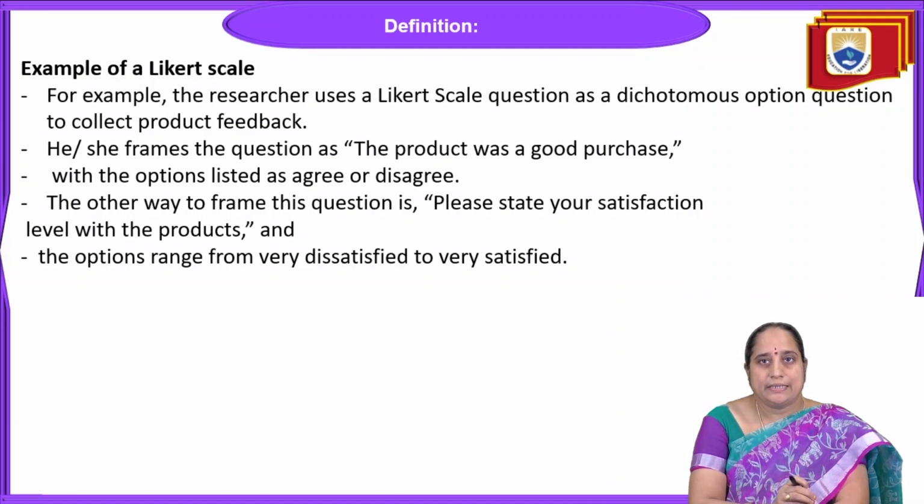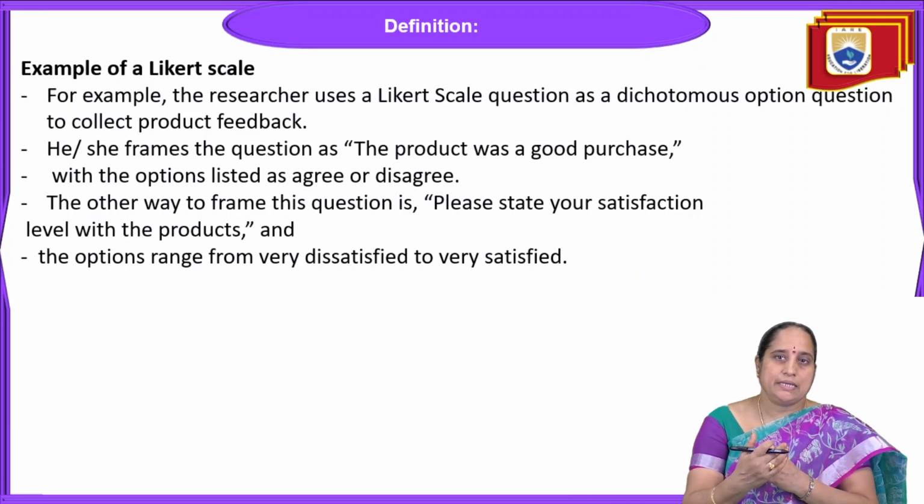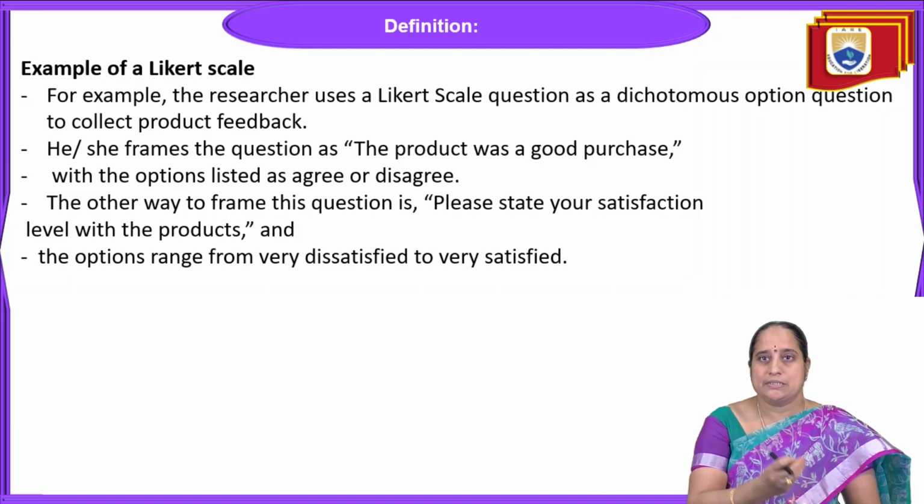If the researcher uses a Likert scale question as a dichotomous option question to collect product feedback, dichotomous means two. Either you have only two options, agree or disagree, that's it. So the respondent frames the question as "the product was a good purchase." Whenever you are planning to ask for any kind of response from the respondent, in this example, "the product was a good purchase", that leads to the opinion of an individual consumer.